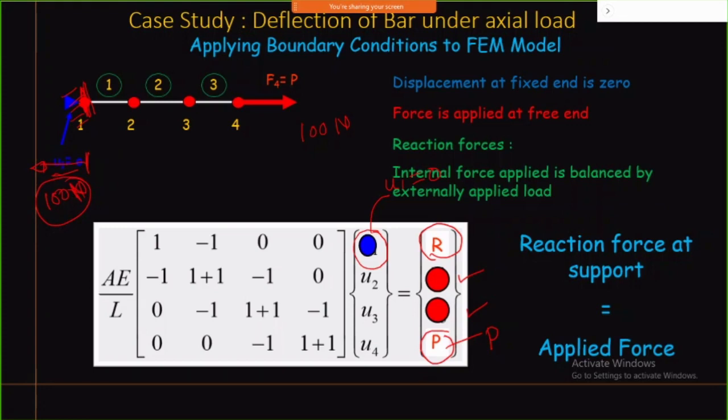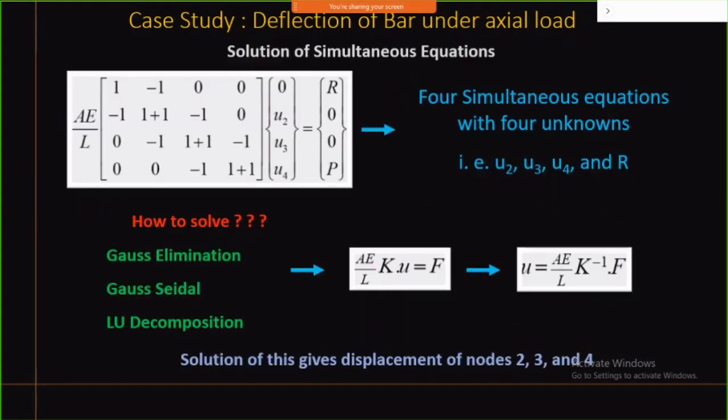And once we have the unknowns here, this is one unknown, this is the second, third, and fourth unknown, and we have four equations. We can quite easily solve these four unknowns using any technique, that is Gauss elimination, Gauss Seidel, or LU decomposition, or any other simultaneous equation solution methods. Okay.